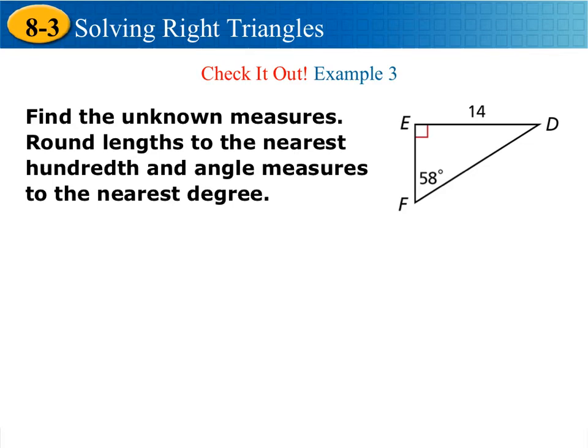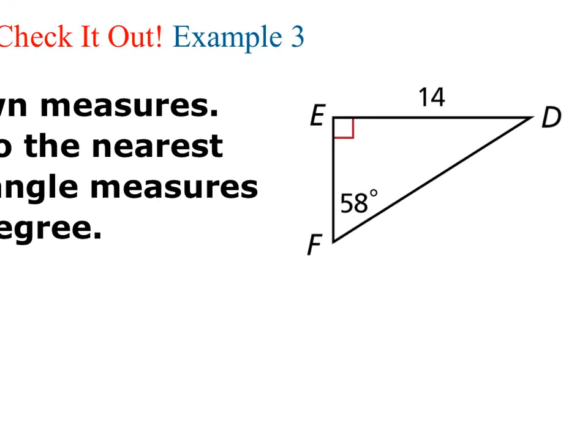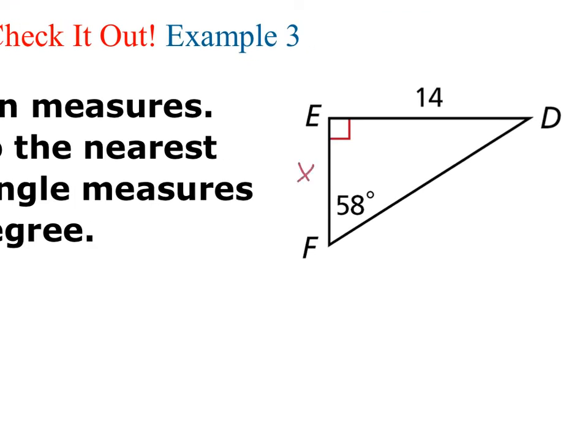So we're going to find the unknown measures, rounding lengths to the nearest hundredth and angle measures to the nearest degree. We have EF that we need to find, which we can call x, FD, which we can call y, and angle D. So what do you want to find first?